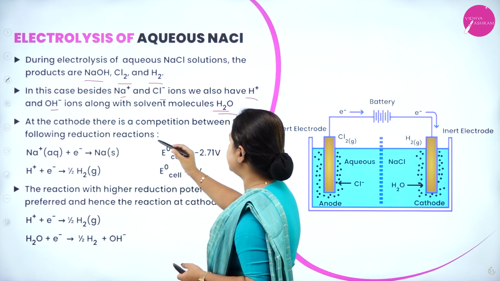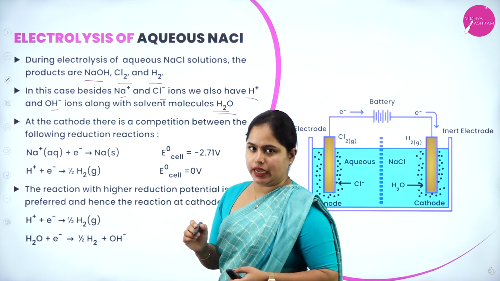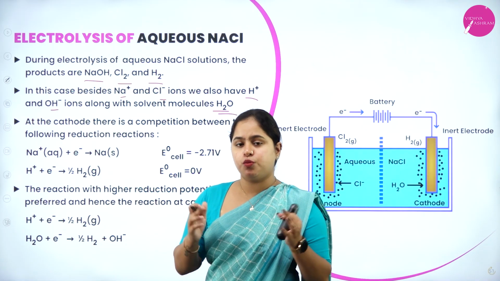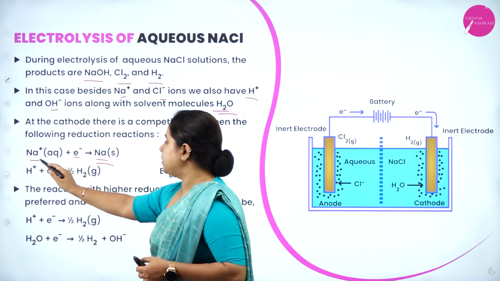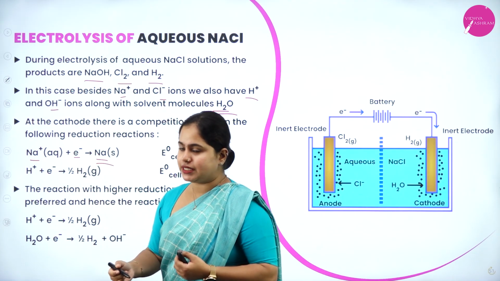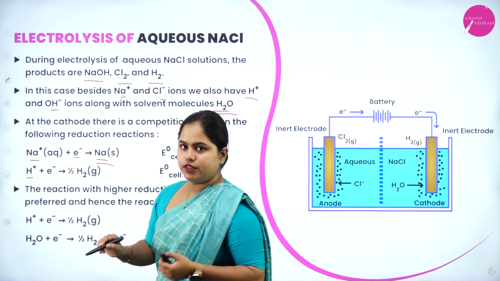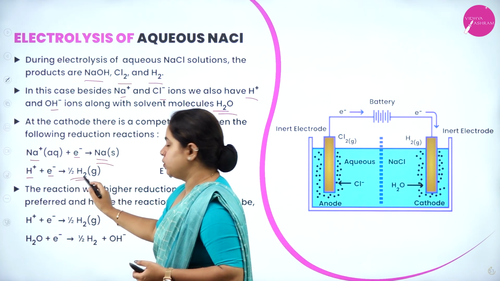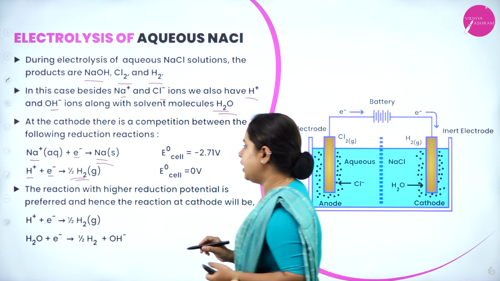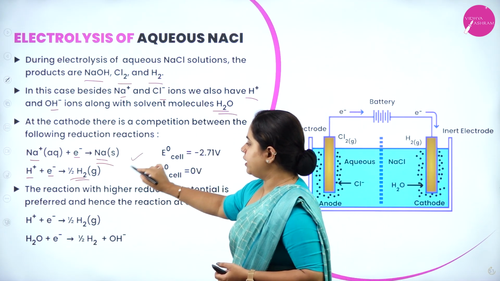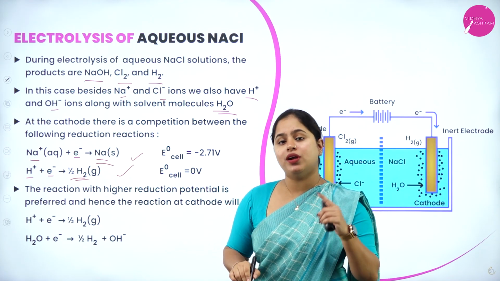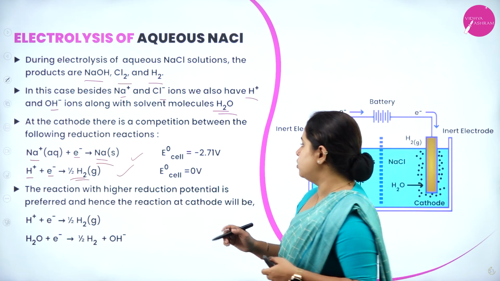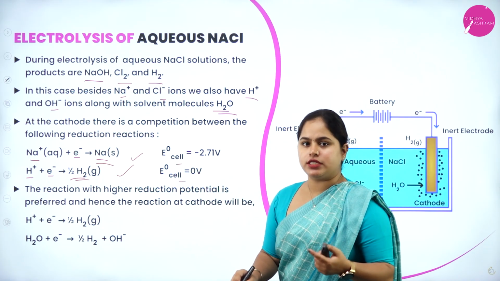Now at the cathode, there is a competition between the following reduction reactions. So what is going to happen? There are H plus as well as Na plus ions. Both of them will undergo reduction. So Na plus is going to accept an electron and form sodium metal. Same way, H plus ion, which is coming from water, accepts an electron and gets reduced to hydrogen gas. Now what we have to see, as I told you, is there are two reactions which can happen at the cathode, but only one reaction can form the product. So how do we decide this? We are going to see the electrode potential of this.